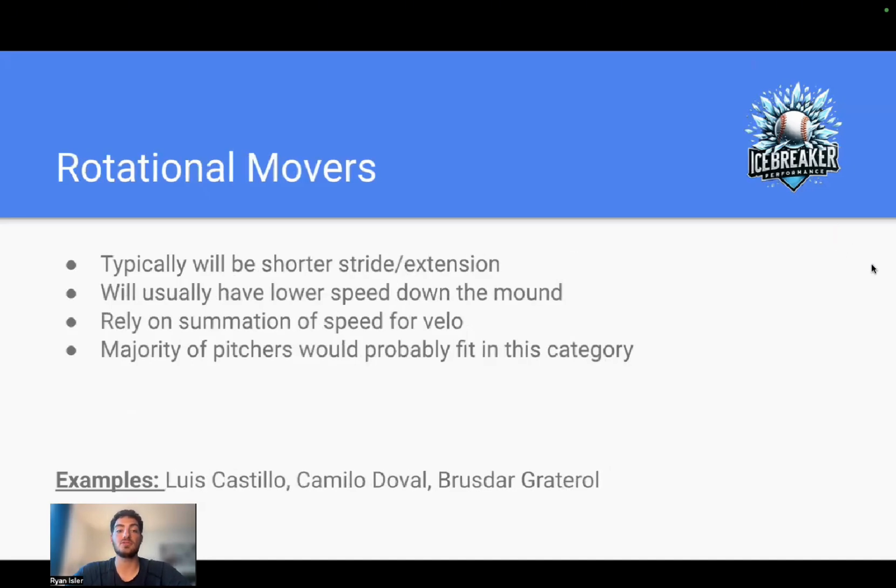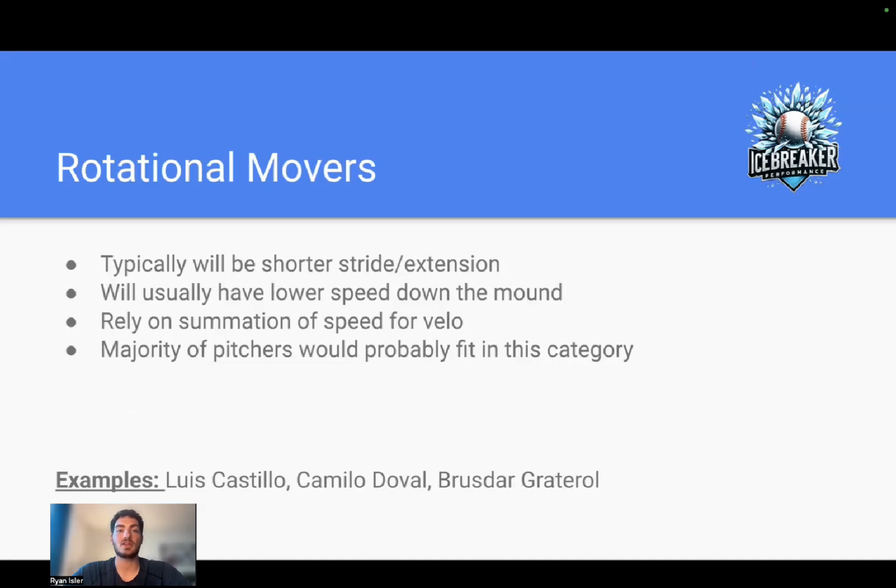Now, for rotational movers, it's going to be a little bit of a different move. They're going to typically have a shorter stride and less extension. And the reason for that is they're not relying on that force pushing down the mound as much, right? They're more generating rotational force. And a lot of times that can lead to shorter extension and not necessarily reaching out towards the plate to throw, but instead trying to just rotate their hips and torso as fast as they can, right?